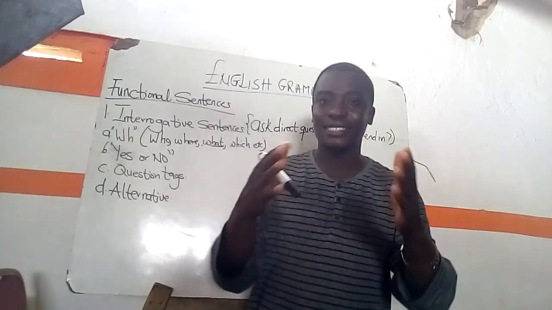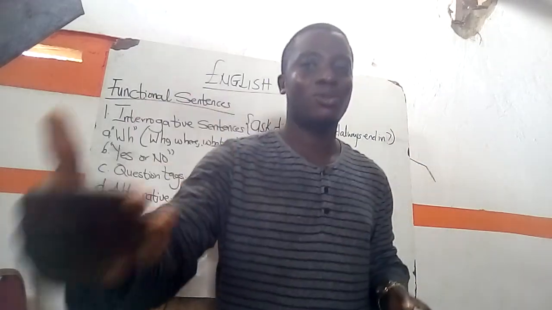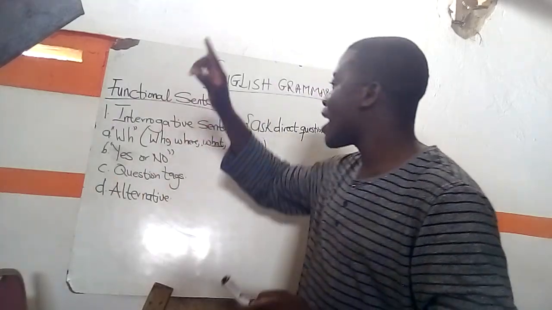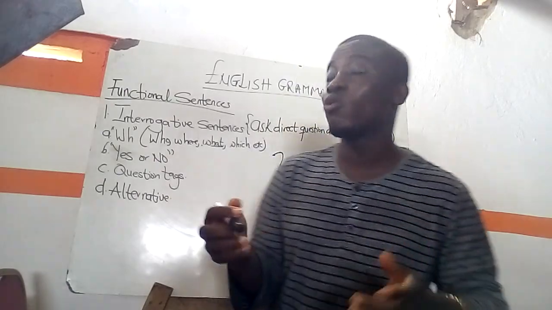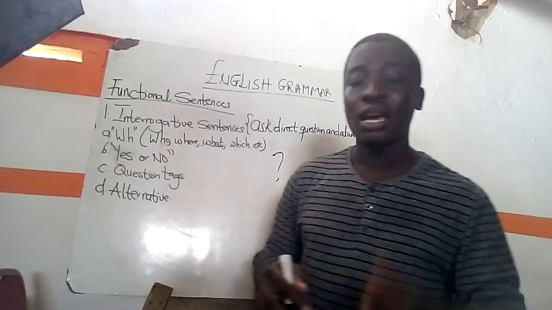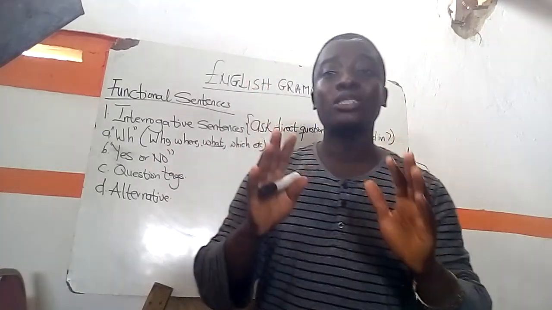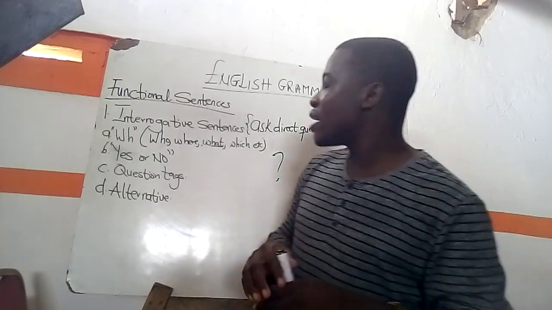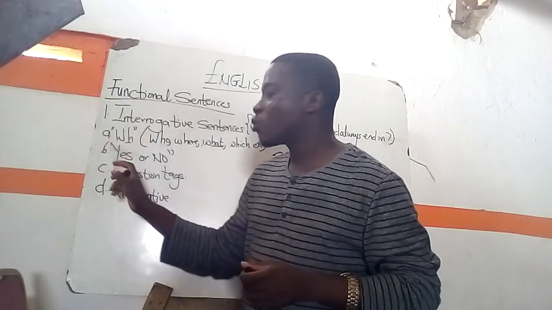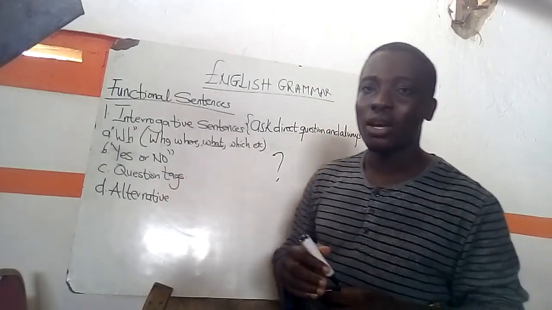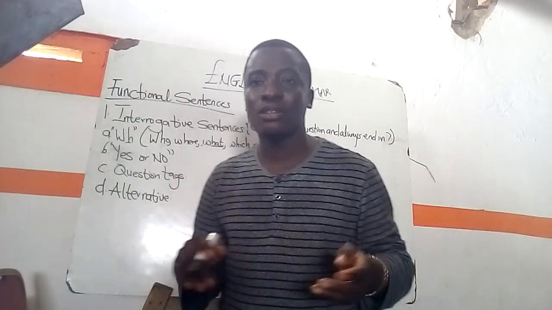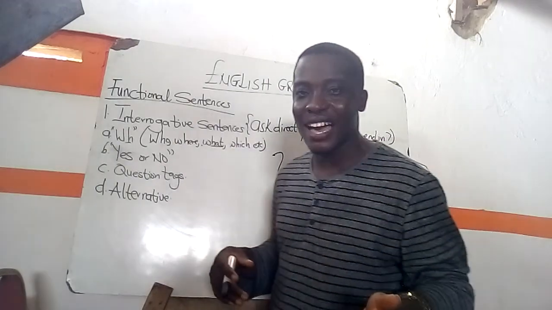Interrogative sentences are sentences that ask a direct question, right? And they end in what? A question mark. That's what we mean by interrogative sentences. And we have four types of interrogative sentences: the ones that start with WH, questions that demand yes or no as an answer, question tags, and alternative sentences. That's what we are learning today. So let's get to business.